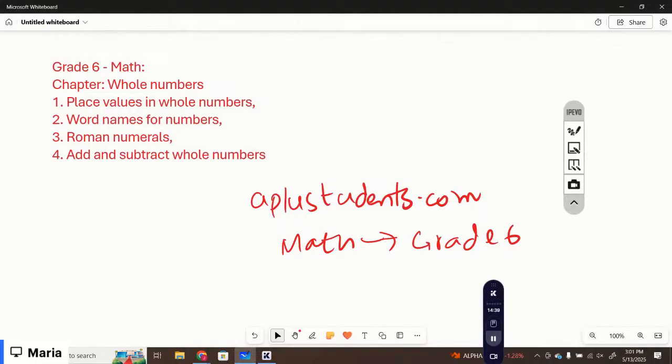We're going to start with the chapter whole numbers. The lessons we're going to cover today are place values in whole numbers, word names for numbers, Roman numerals, and add and subtract whole numbers. So please make sure you have your notebook and pencil so that you can note down the important examples and definitions as well.